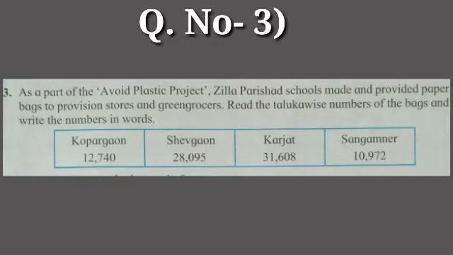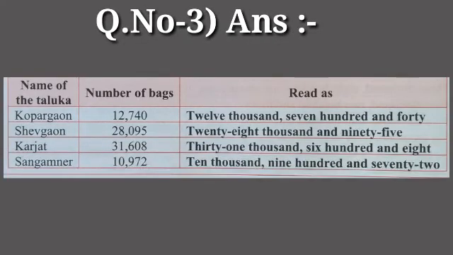And they have told us to read the number only. So what we have to do in the answer? We have to write the name of talukas, the number of bags, and its notation in third column. Suppose the Kopargaon is having 12,740. So that number you have to write in second column, and its notation you have to write in third column, that is with the title of read as.